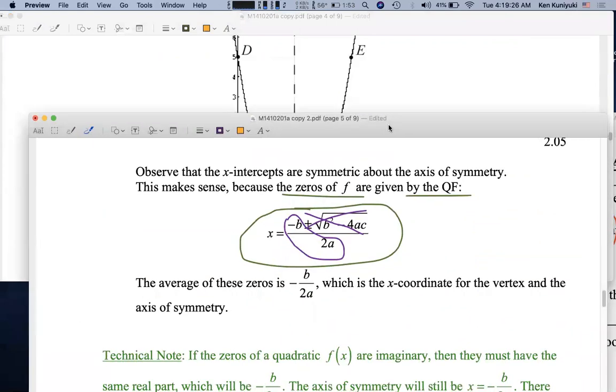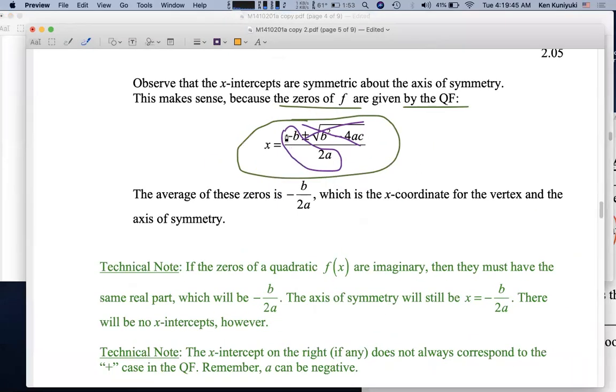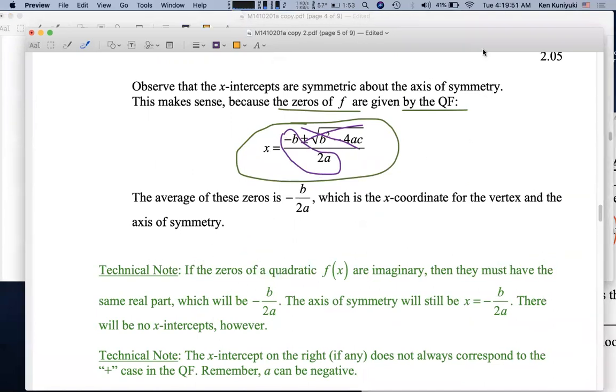So visually, it makes sense that the x-coordinate of the vertex, which is 3 here, I'll do this in purple, is given by the average of the numbers corresponding to the x-intercepts, 1 and 5. That's because the opposite of b over 2a is the average of the plus case and the minus case from the QF.